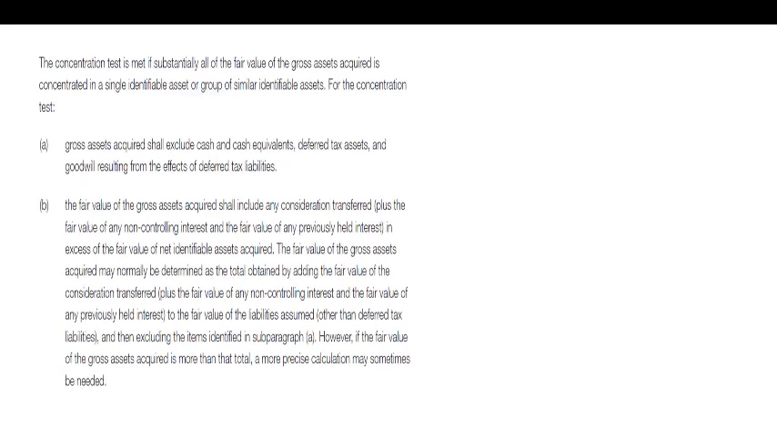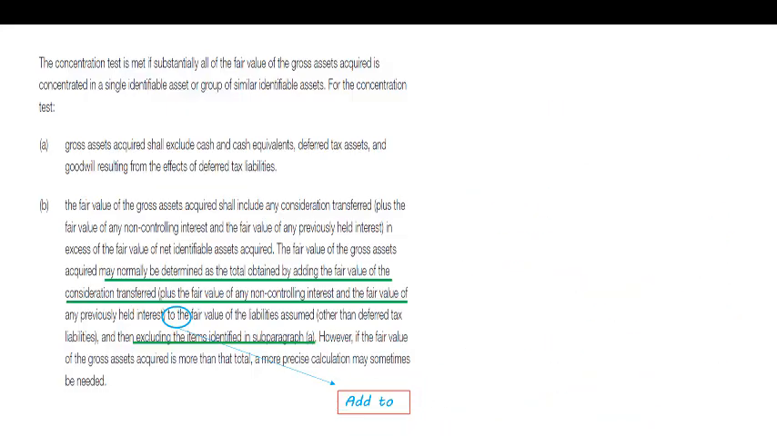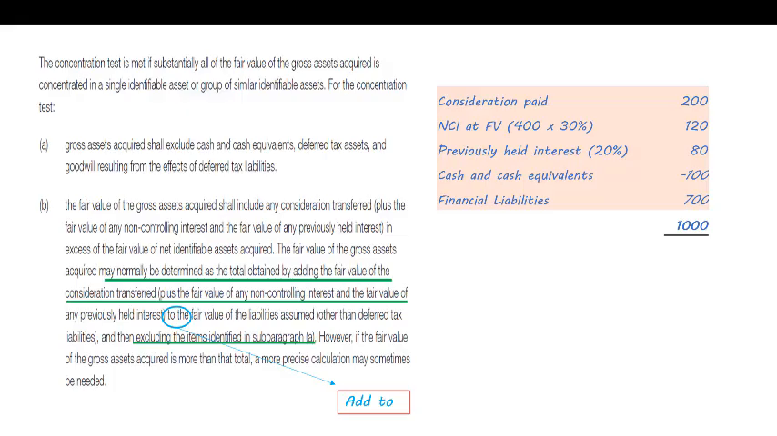An alternative calculation is also indicated in paragraph B7b, where it states that the fair value of gross assets is calculated by adding these three items as well as adding the liabilities and excluding paragraph A items. For this example, it is only cash and cash equivalents. You should then come to the same answer of 1,000 for purposes of the concentration test.